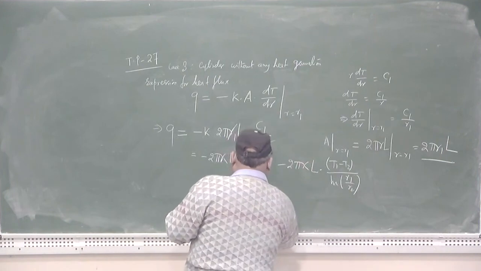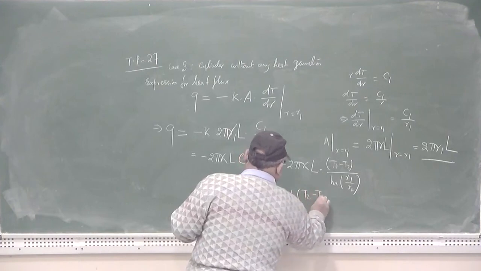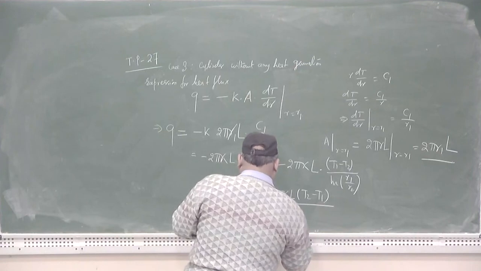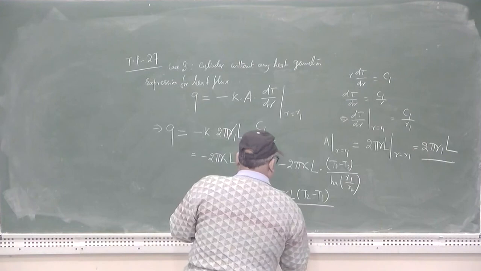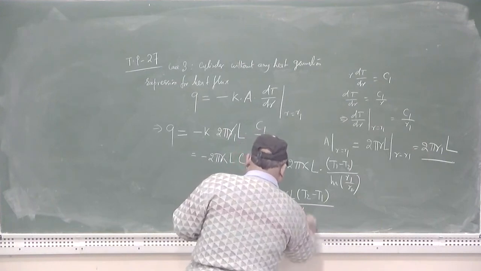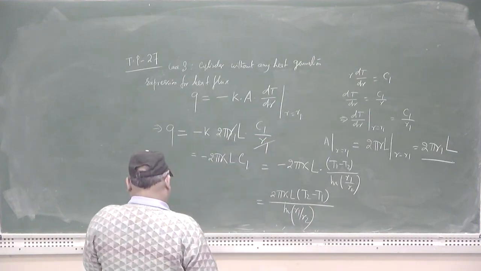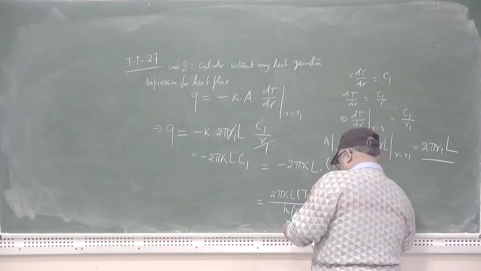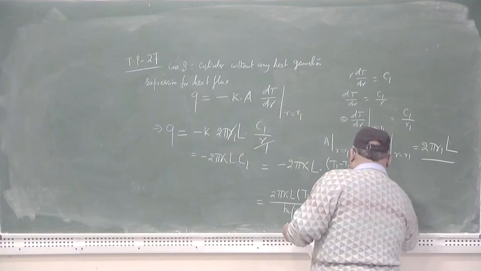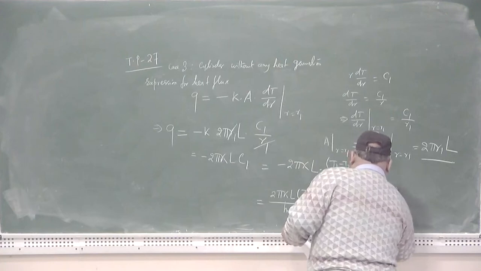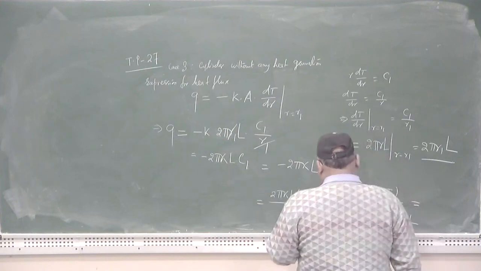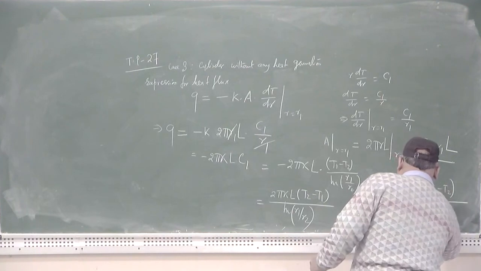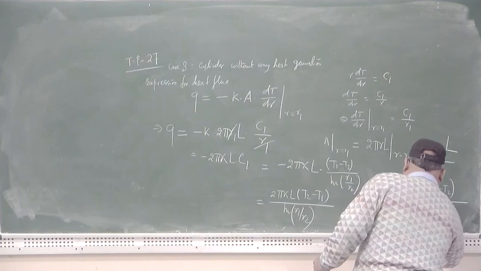So that will be equal to 2 pi KL into T2 minus T1 divided by ln R1 upon R2. That may be given as T2 minus T1 divided by ln R1 upon R2 divided by 2 pi KL. That may be written as T1 minus T2, because T1 is greater than T2, so making all the quantities positive. So minus minus, that is equal to ln R2 by R1 divided by 2 pi KL.